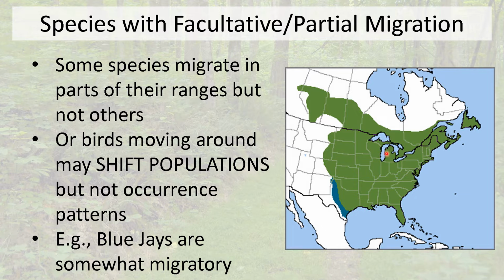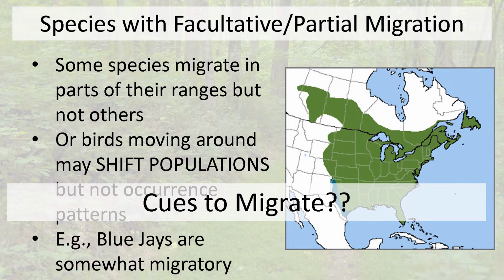So this is the distribution of the blue jay. In this case, the year-round distribution is shown in green, and this blue area is winter only. So this area here through central Texas is an area that only sees blue jays in the winter. So it demonstrates that they have some migratory tendencies, but they may not appear to migrate out of most of their distribution.